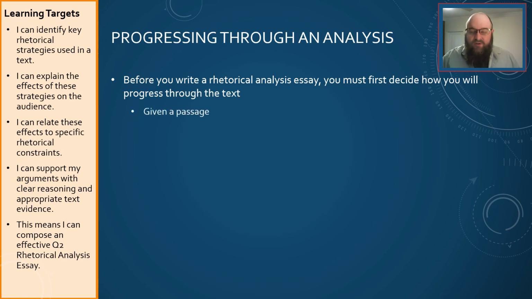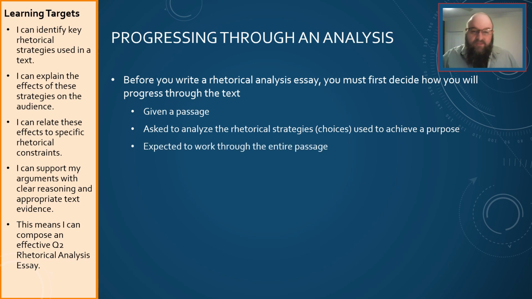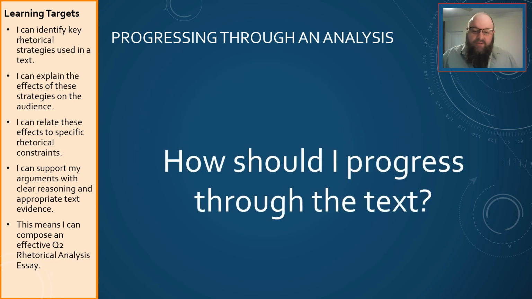On the Q2, rather, you're given a passage. You're asked to analyze the rhetorical strategies that the writer uses. The newest language calls them rhetorical choices, and how those strategies are used to achieve a purpose. You're expected to work through the entire passage and not just pick and choose one part of it. So how should you progress through the text that you're given?